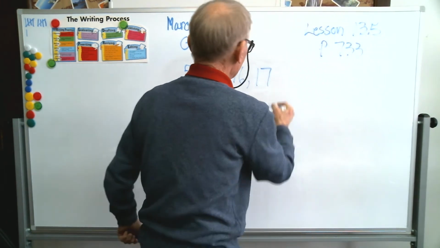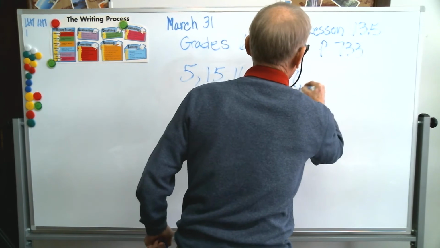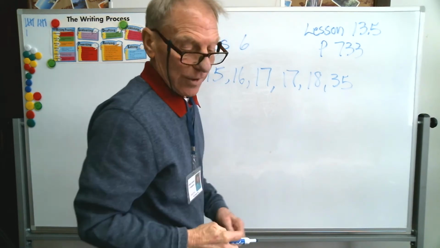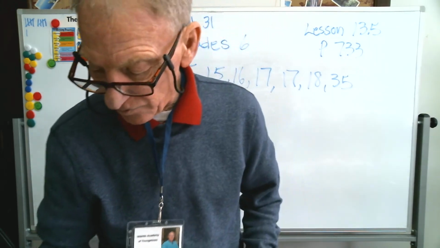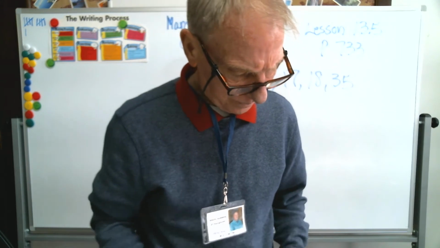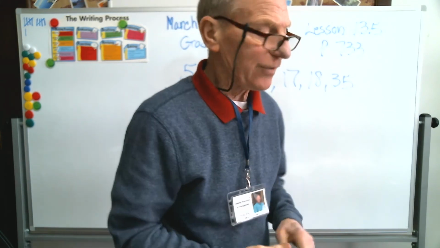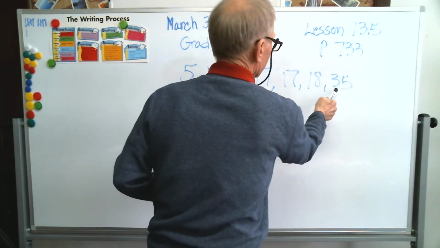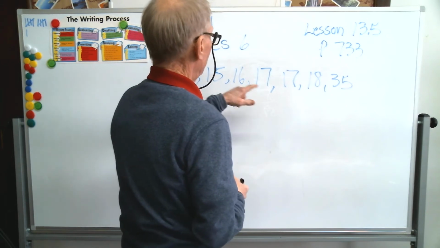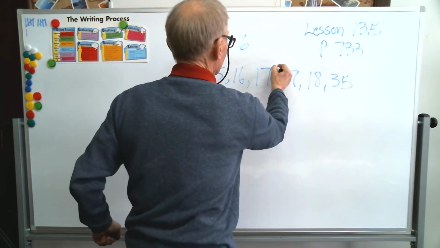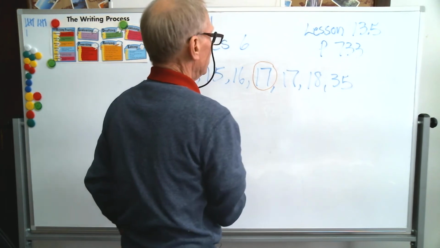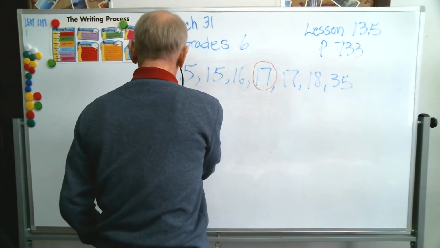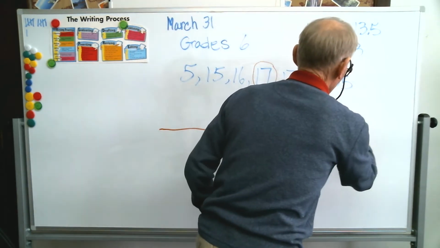17, 18, and 35. Okay, so there's our data points in order. Let's find, first of all, the median. 1, 2, 3, 4, 5, 6, 7. So that means our median is going to be 17. So let's build our line here.